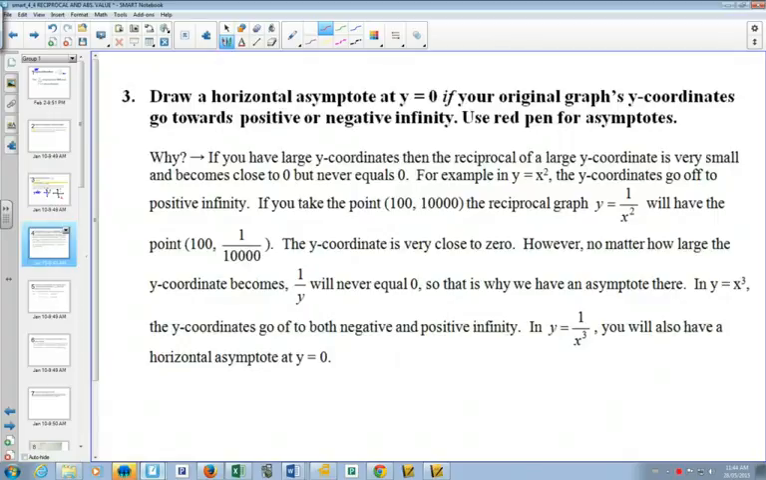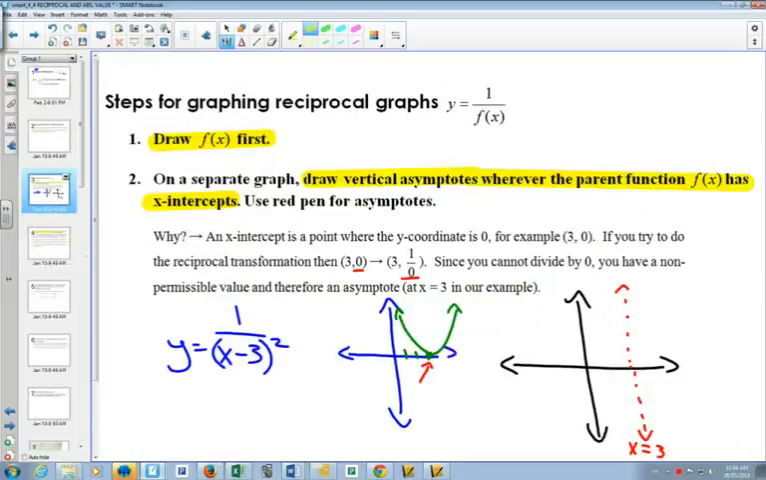Step 3, we're going to draw horizontal asymptotes. I'm going to go back to our example. Here, our original green graph does get bigger and bigger. You have arrowheads showing that this parabola is going to infinity for its y values. As your y values get bigger and bigger, when you do 1 over that, you're going to get y equals 0.